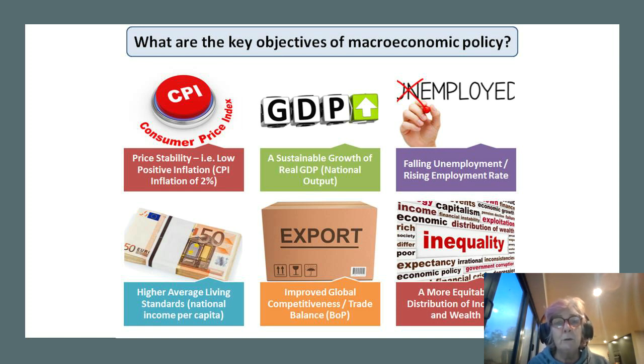All governments want sustainable growth, GDP rising, because rising GDP enables higher average living standards and can, but not always does, reduce inequality. At the same time, rising GDP, we hope, will lead to falling unemployment, and that's another objective. Nearly every government wants more jobs to keep people happy and to keep people in a position where they can look after themselves. And finally, improved global competitiveness. Competitiveness is often a key objective of macroeconomic policy.